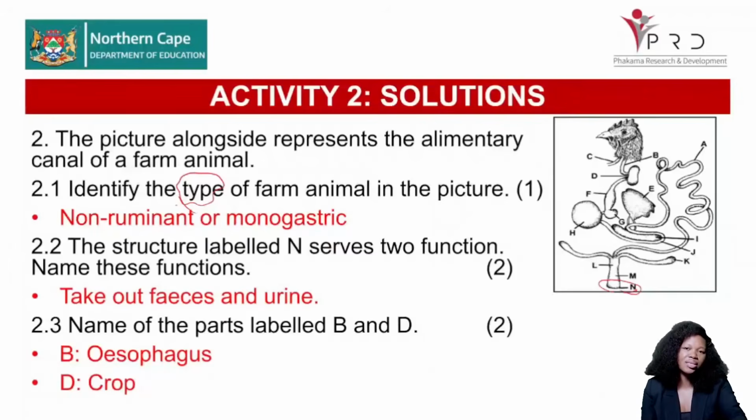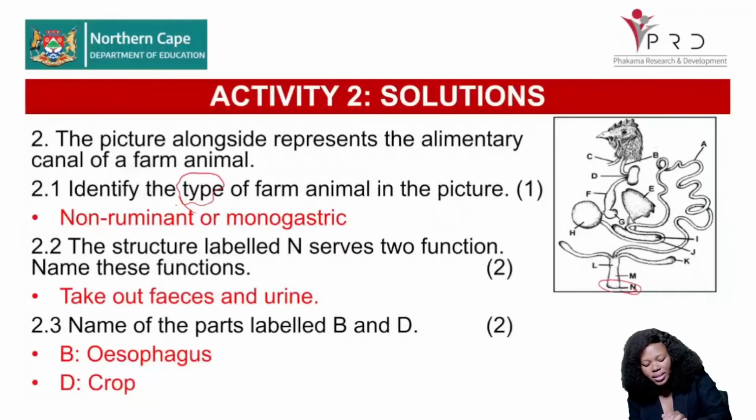So this is how you answer, or you must answer in preparation, especially for the control test. Remember, we are still writing. You will be writing the formal task, etc. Right? 2.3, provide the name of the parts labeled B and D.